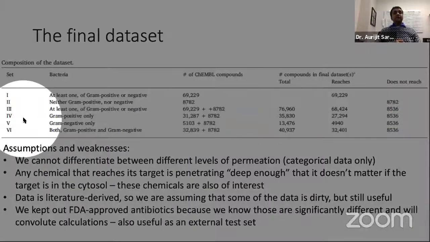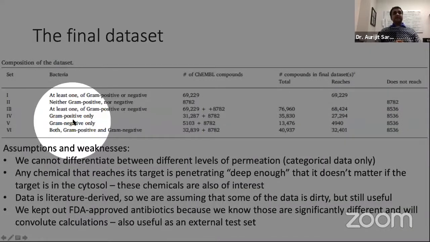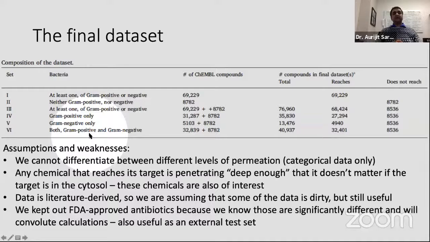Set 4 would be able to identify those chemicals that penetrate the gram-positive bacterial cell. Set 5, gram-negative only. And set 6 is the unique set of chemicals that penetrate both gram-positive and gram-negative bacteria.